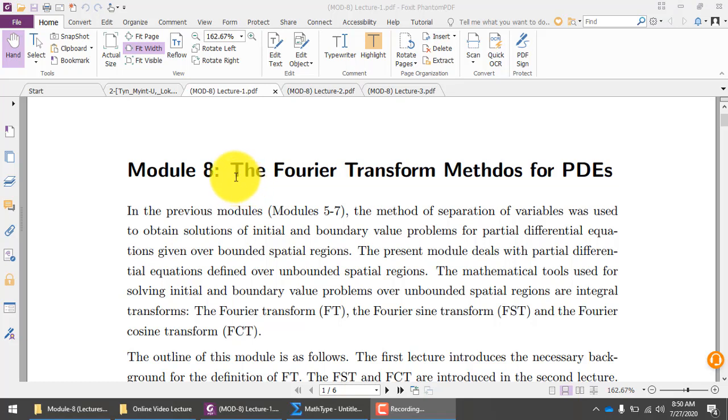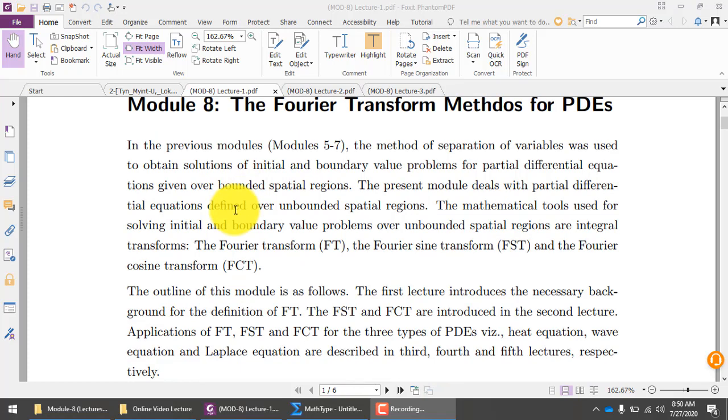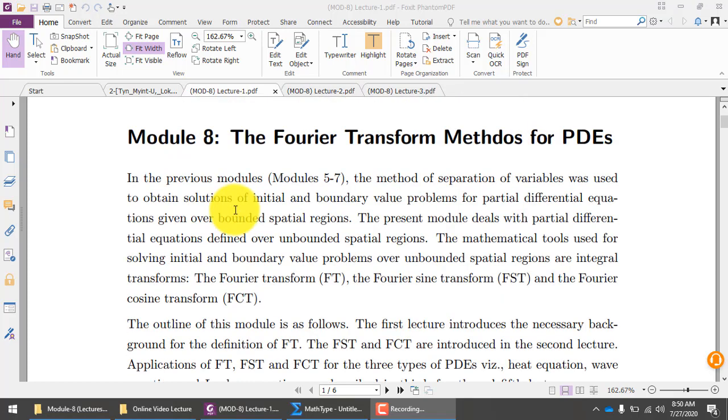In the previous lecture we have defined the Fourier transforms, Fourier sine transform and Fourier cosine transform as well. And I have also uploaded a video lecture regarding the application of Fourier transforms in order to solve the initial and boundary value problems for second order partial differential equation.